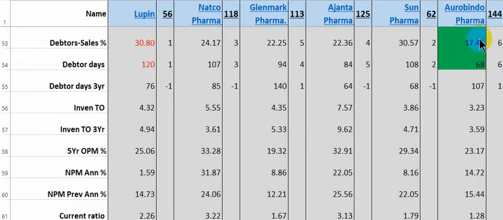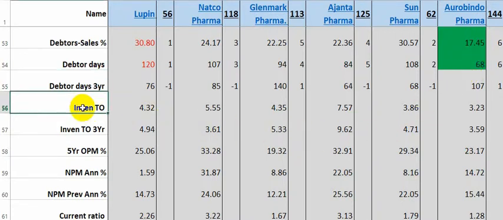whereas Aurobindo has done the best at keeping the total customers on credit at the lowest level and also collecting from them at the fastest pace. So this is what investors should look at. Not only should the debtors, or the accounts receivable, the amount to be paid by the customers, be at the lowest level, but the collection period, or how fast it collects from the customers, should be the fastest.